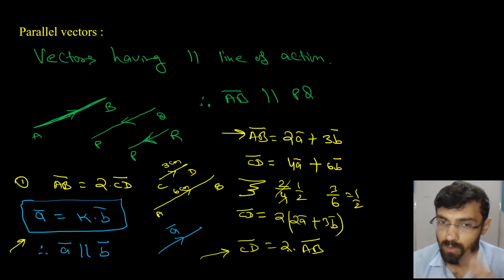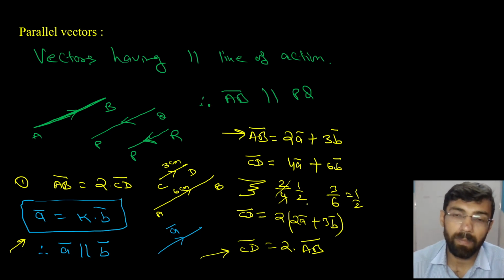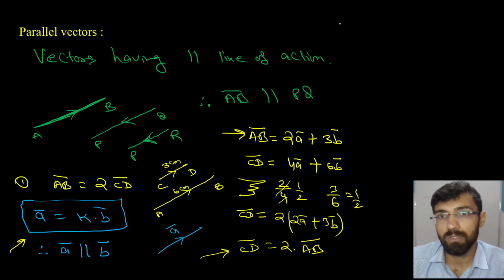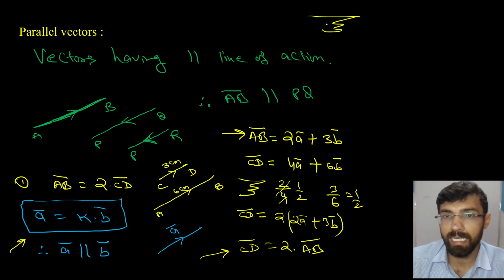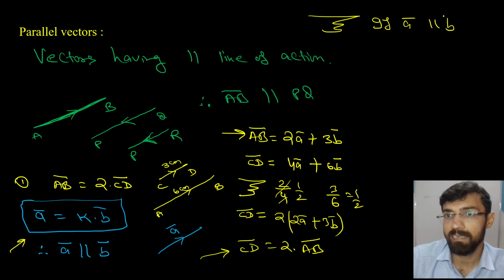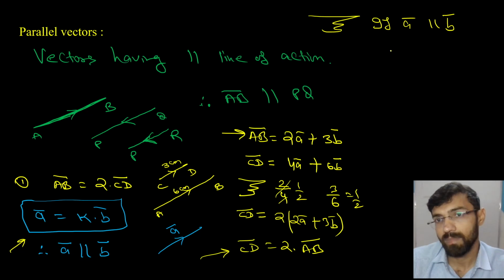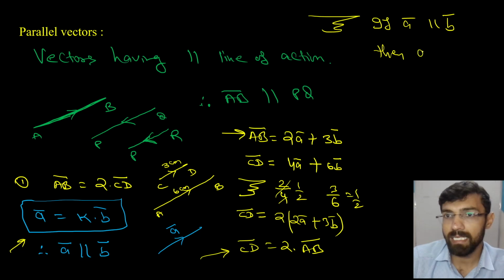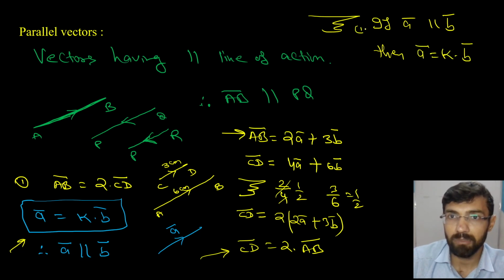we can say these two vectors are parallel. That's it. So let us write the note point here again. If the A vector is parallel to the B vector, then definitely you can write the A vector equals some k times the B vector. This was the first note point.